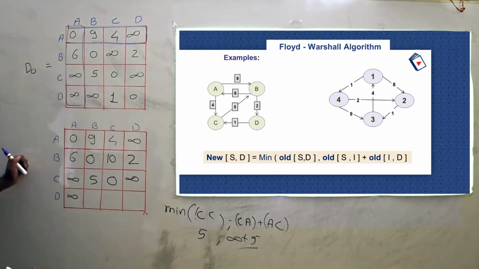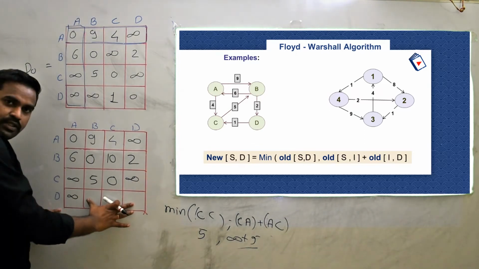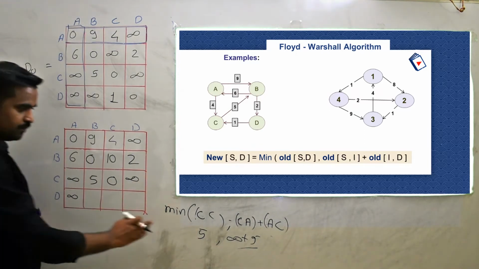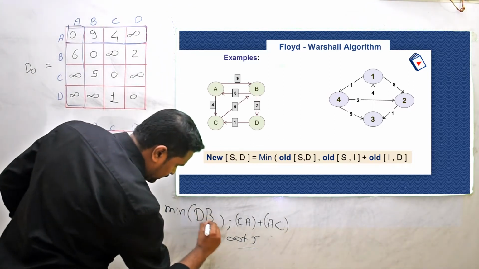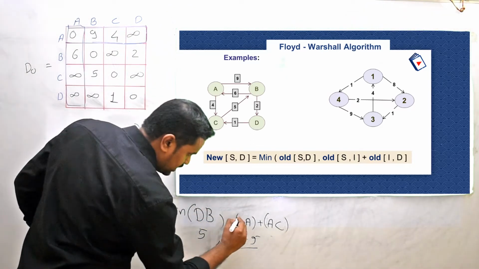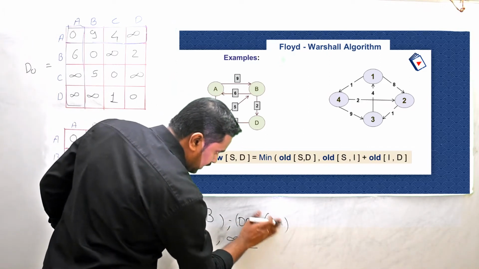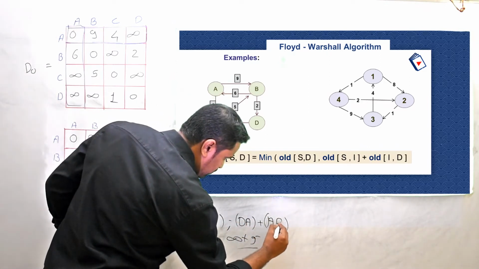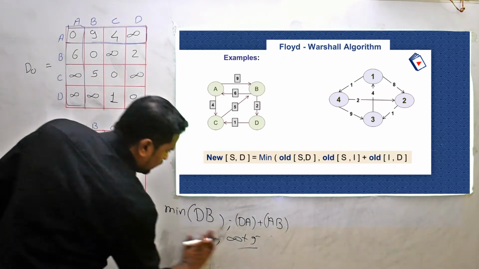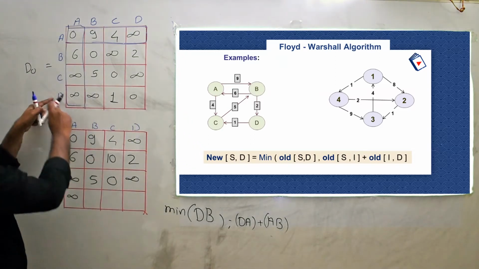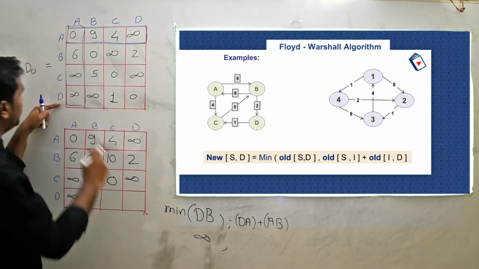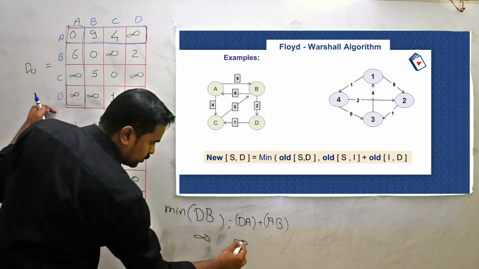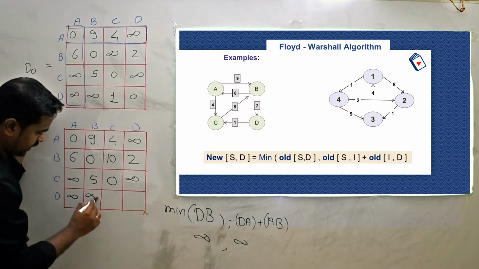Okay, so next one is nothing but D to B. Now my source is D and destination is B. So the source is D to A and A to B. D to B distance, how much is it? D to B distance is infinity. D to A again infinity. So infinity plus anything is infinity, and infinity over here.